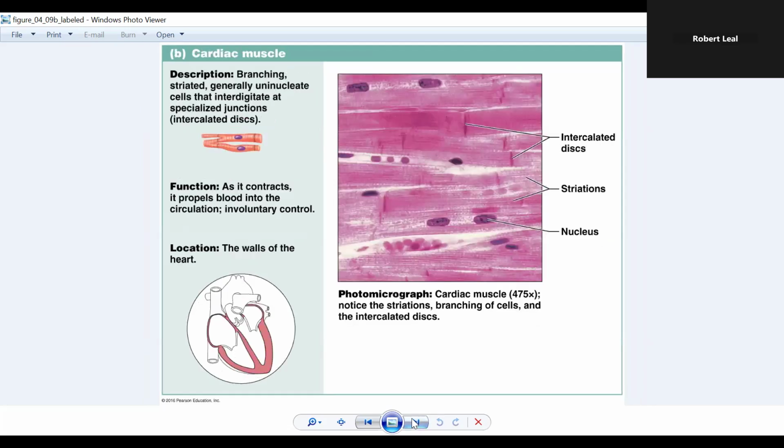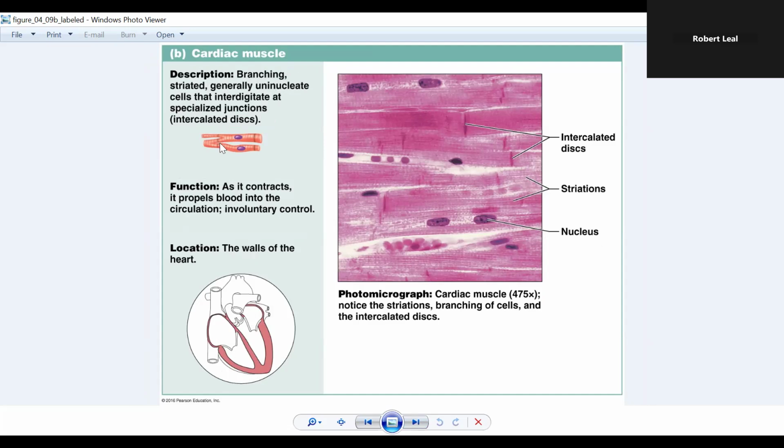All right, cardiac muscle, it also provides movement, but what's it moving? Blood. This muscle you find within the walls of the heart. Okay, remember the heart's an organ. You got multiple tissues, but within the walls, you find this muscle, cardiac muscle.